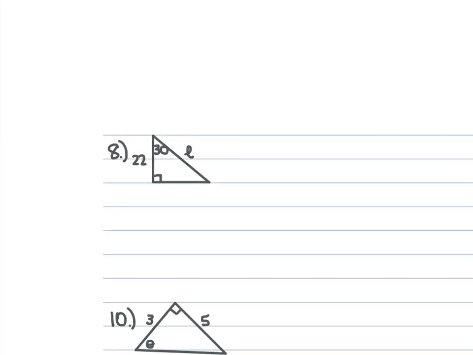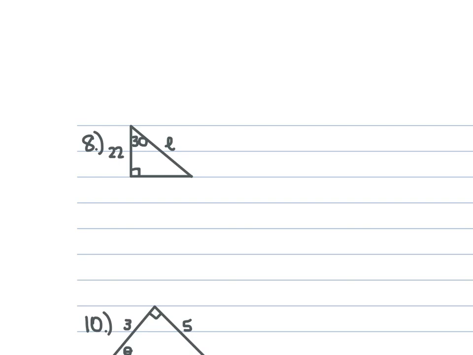So we are finding for L here. Once again, we have a 30, 60, 90 triangle that we're working with. So we're working with our hypotenuse and our adjacent. So because it's adjacent over hypotenuse, we're working with cosine.